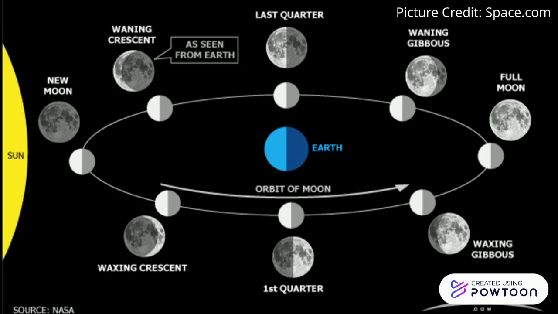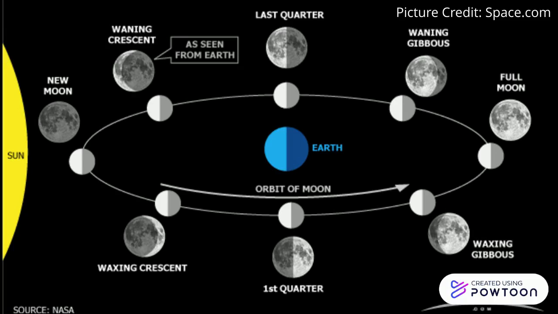Next is the full moon. This is as close as we come to seeing the sun's illumination of the entire day side of the moon. The moon is opposite of the sun as viewed from the earth, revealing the moon's day side. A full moon rises around sunset and sets around sunrise.